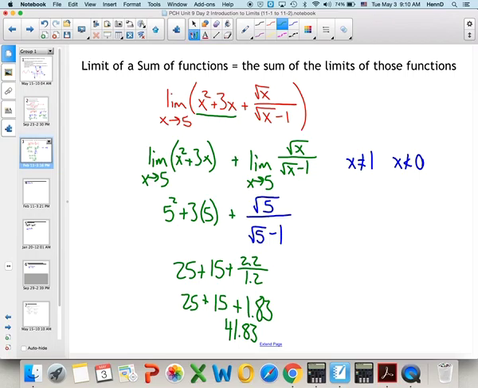So, any questions about this? If you have multiple functions that you're trying to take the limit of, you can split it into separate limits. Okay?